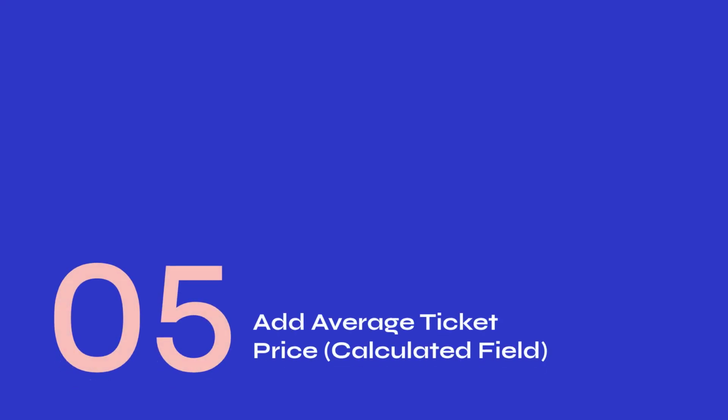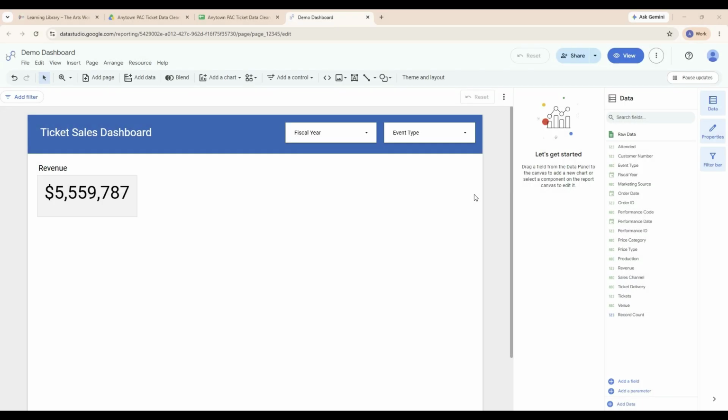Okay, the next number I really like to add to my dashboard is average ticket price. And just like we did in the book, we're going to go ahead and build it here because it doesn't exist in the data I uploaded. And so this is where you'd use a calculated field, which is super easy to do. Just go over here to your data. At the bottom of the data field, you see add a field.